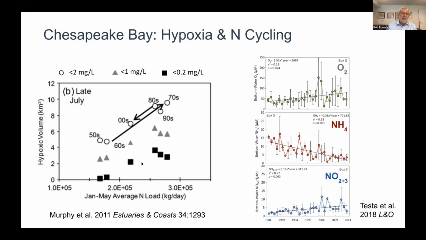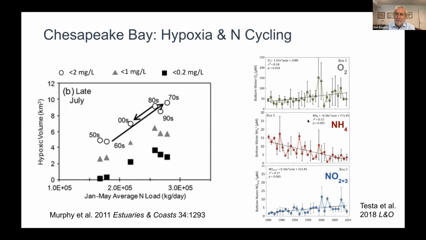Here you see on this graph the volume of hypoxia on an annual basis, grouped by decades. You can see it got very much worse, so that as the nutrient loads went up, the amount of hypoxia went up. But now it seems that since at least the 1990s we're having a smaller hypoxic area, even as the nutrient loads reduce. So we're headed in the right direction.